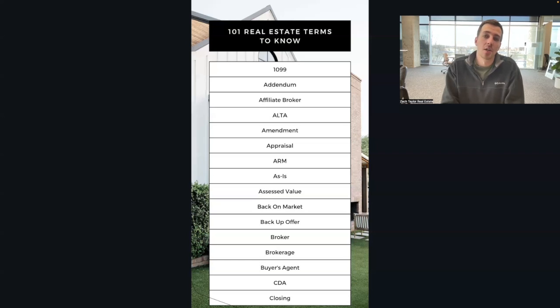A CDA. For us, this is a commission disbursement authorization form. Our agents send this out to title. That way they get paid whenever title disperses funds.